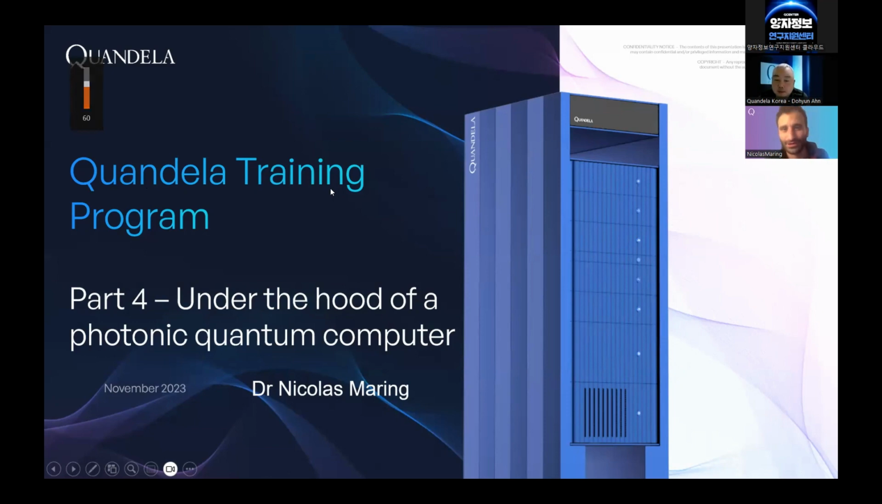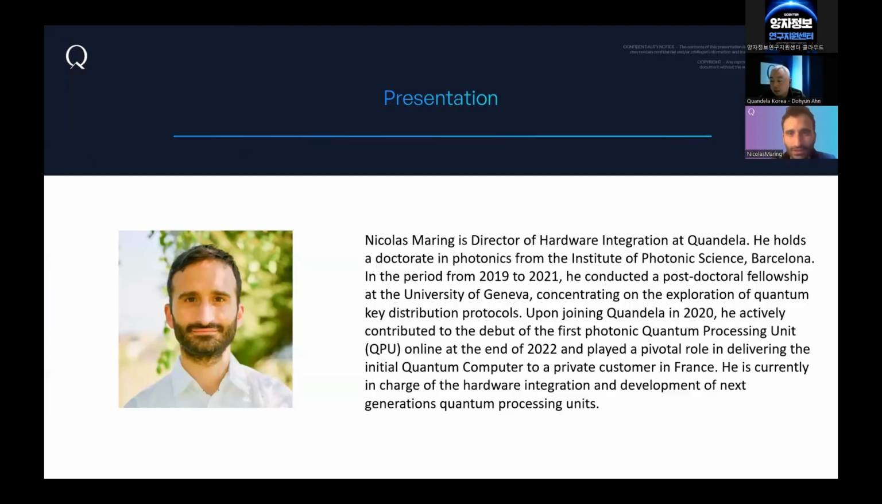Cool. So in this presentation, I will show you the hardware side of Quandela. How do we build our photonic quantum computer? My name is Nicolas Marin. I have a background in experimental quantum optics, and I joined Quandela a bit less than 3 years ago, where I mostly work on the hardware side, putting online this Ascala hardware that Arnaud was mentioning, and also delivering a quantum computer fully integrated.